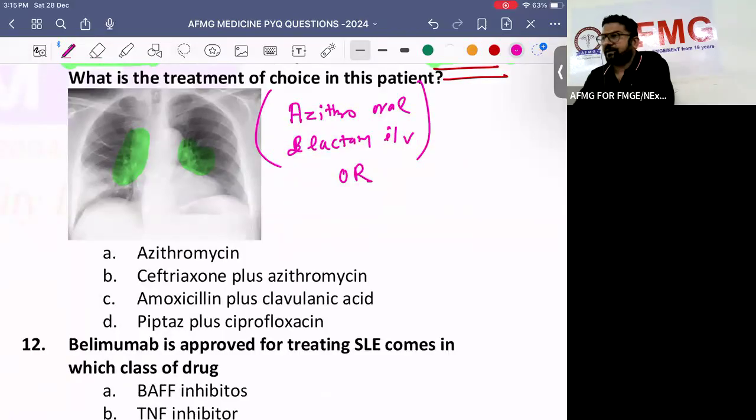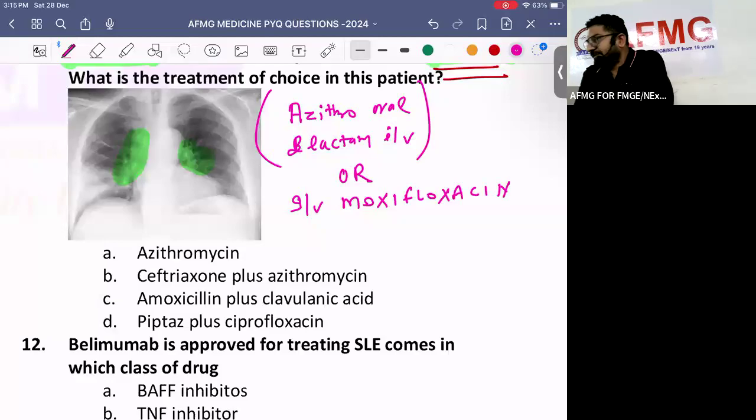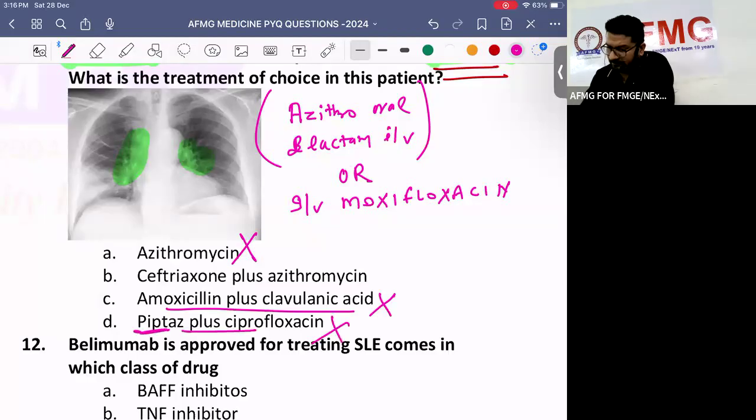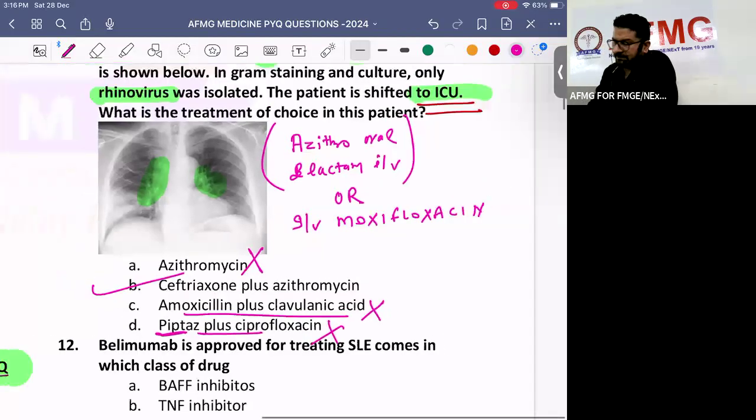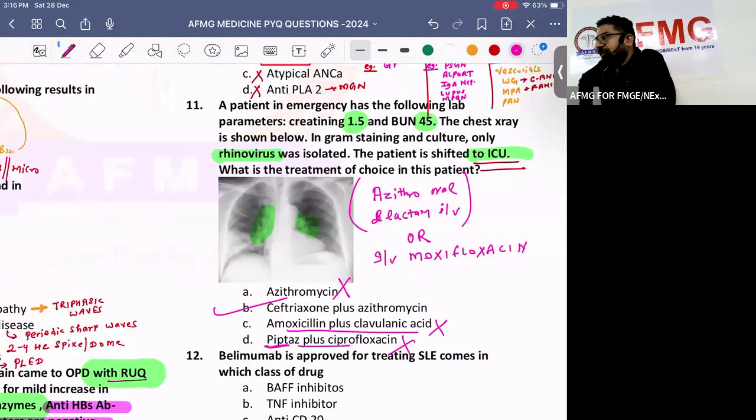If the patient is resistant or allergic to any of these, then what do we give? Then we give an IV respiratory fluoroquinolone, means moxifloxacin. We wrote this, do you remember? So pneumonia treatment will be either a combination of beta lactam plus macrolide. If the patient is allergic or resistant to both, then we give a respiratory fluoroquinolone, that is moxifloxacin. So azithromycin alone, no. Amoxicillin plus clavulanic acid, no. Pip-taz is piperacillin tazobactam, this combination? No. So what do we give? Ceftriaxone plus azithromycin. Was it easy?